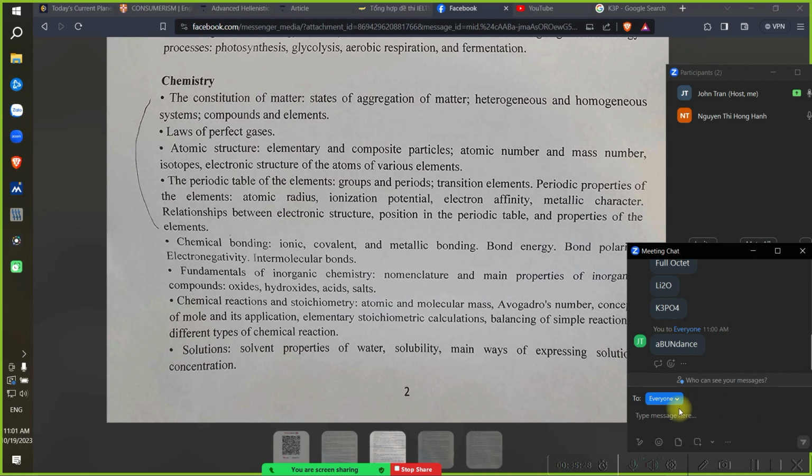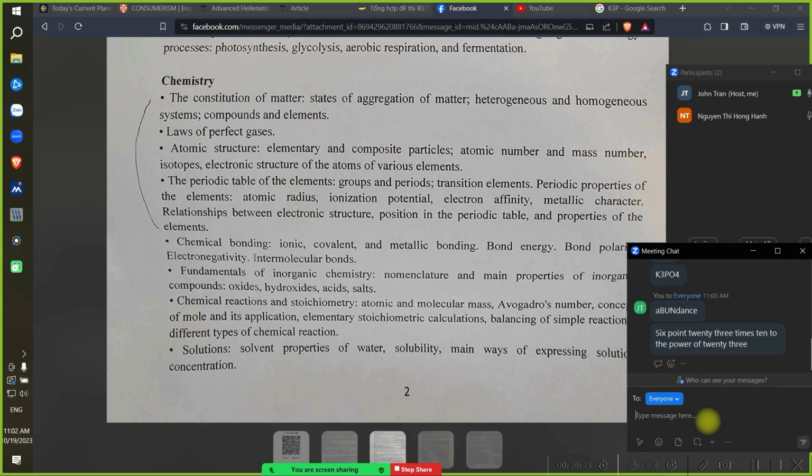All right. Now, Avogadro number and the concept of moles and their application. So what exactly is the Avogadro number, and what is a mole? The Avogadro number is the number of units in 1 mole of any substance. It is equal to 6.022 times 10 to the power of 23.